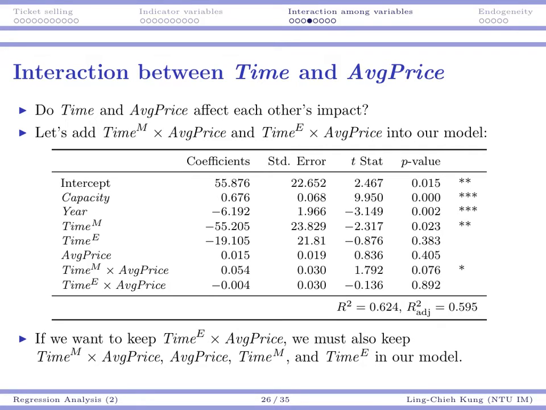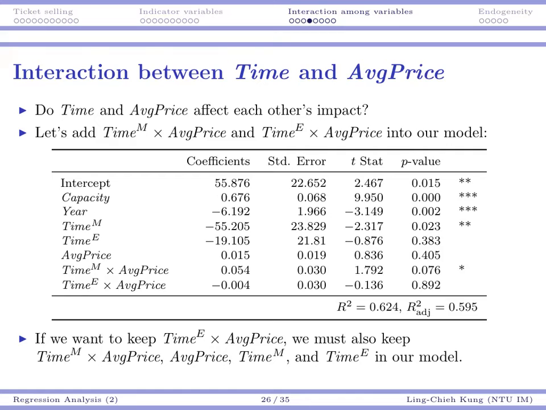But time has been split into two variables, right? So that means we need to add the two product terms together into our regression model, like this. So previously we have 5 variables, now we have 7 variables, and these two variables are added into our model because we want to capture interaction.